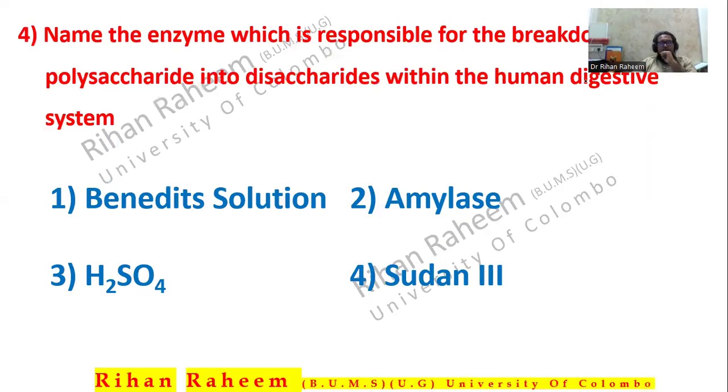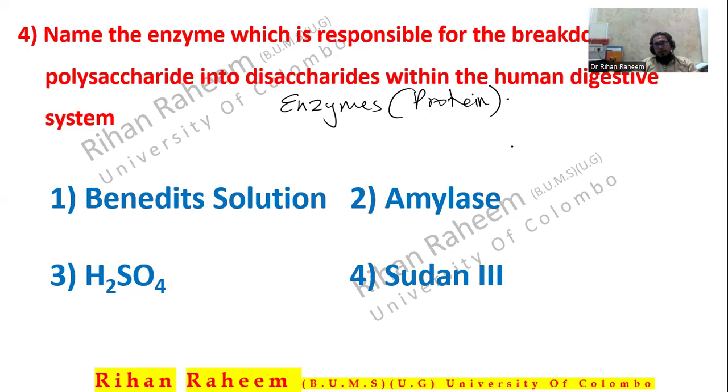Fourth one, name the enzyme that is responsible for the breakdown of polysaccharides into disaccharides within the human digestive system. Actually, in the grade 11 lesson also you will learn this, but already in the first lesson you have studied something called enzymes. Enzymes are made out of protein. Enzymes can increase the rate of reaction. They can catalyze biochemical reactions.